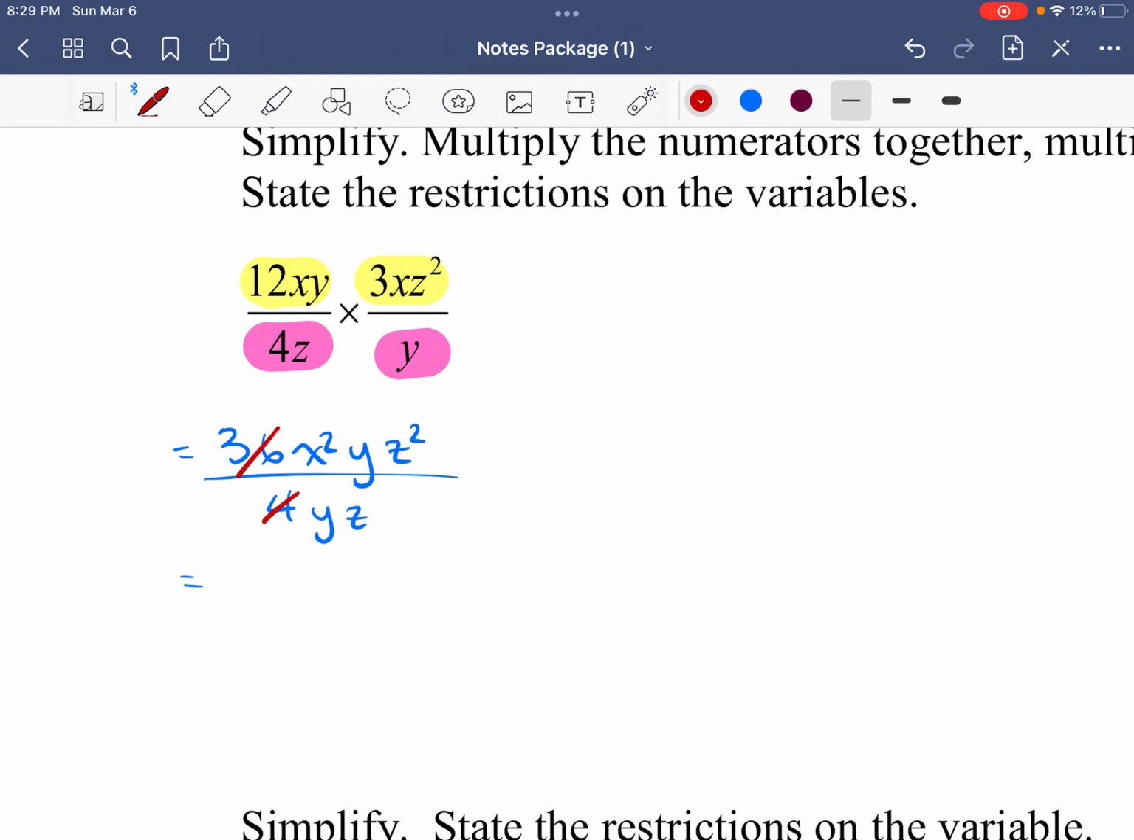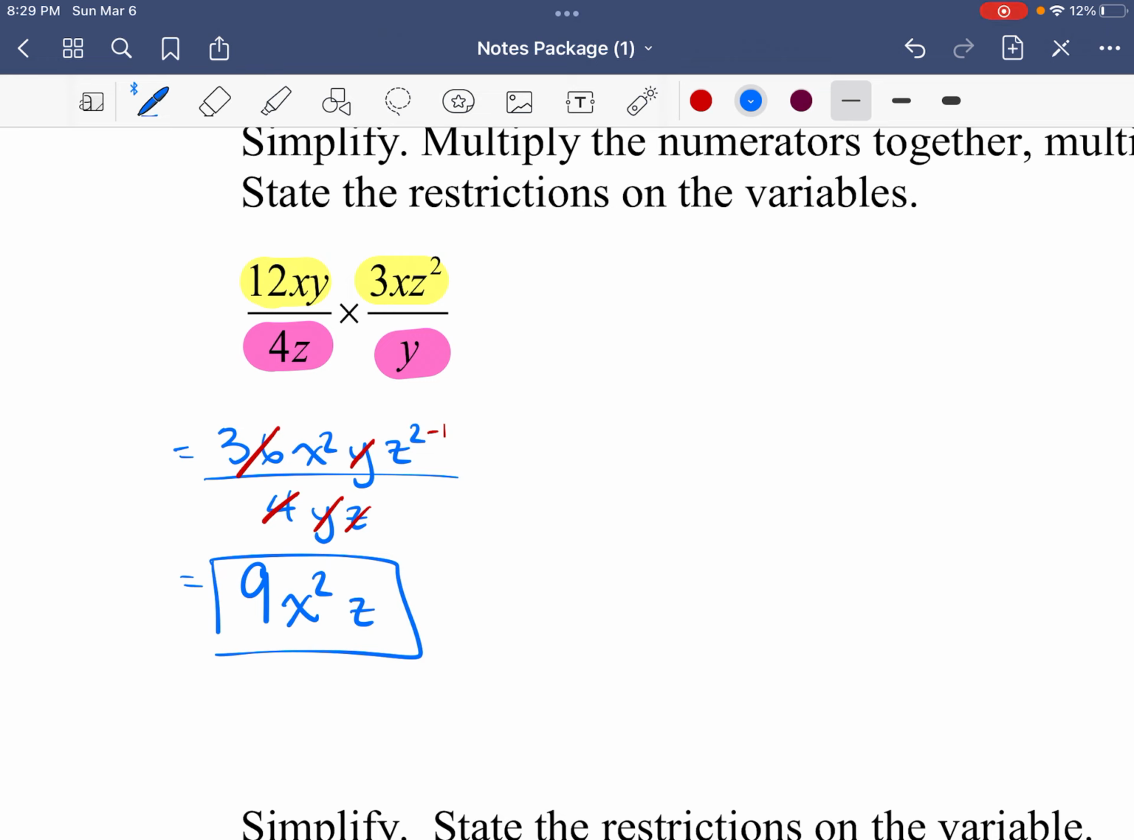So 36 divided by 4 is going to give us 9. And then we've got x squared, but there's no x in the denominator, so x squared is just going to remain. I'm trying to write with a highlighter. All right, then we've got a y in the numerator and a y in the denominator, so both of those are going to simplify to 1. And then we've got z squared in the numerator and z in the denominator. So what happens here is this will cross out, but we're going to subtract 1 from that exponent, and we're going to be left with z to the exponent 1, but we'll leave it like that.